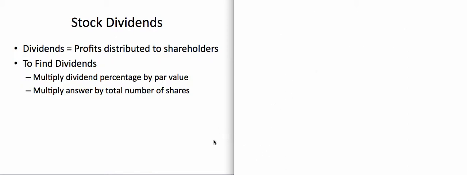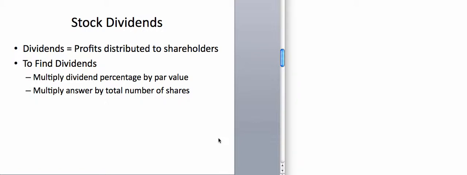The next thing here talks about finding stock dividends. Okay, dividends are profits distributed to shareholders. To find dividends, we multiply the dividend percentage by the par value, and then multiply that answer by the total number of shares that we bought.